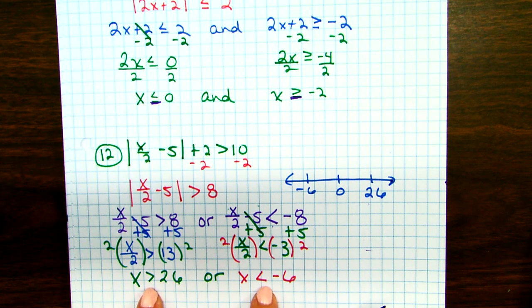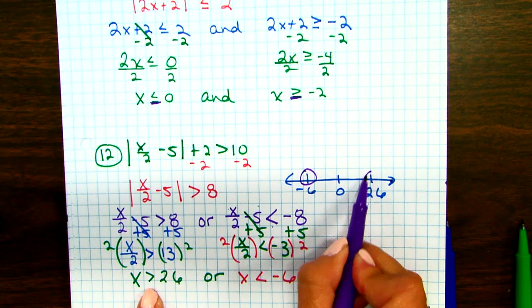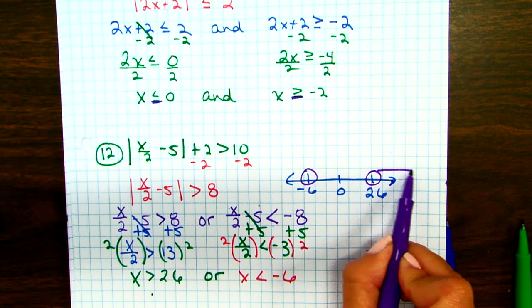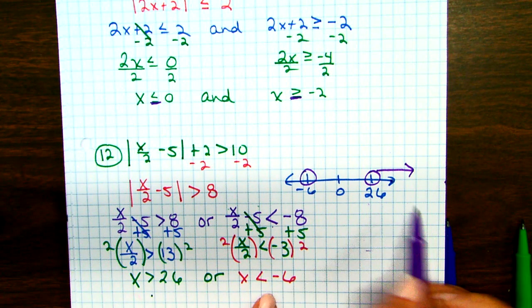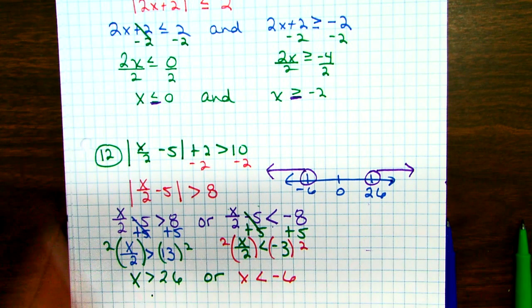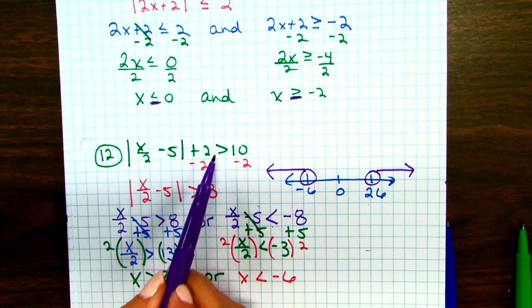They would both be open. That's exactly right. Open circles. Okay, numbers greater than 26 would go that way. Less than negative 6 would go that way. That means any number to the right of 26 or the left of negative 6 would make the left side greater than the right side.